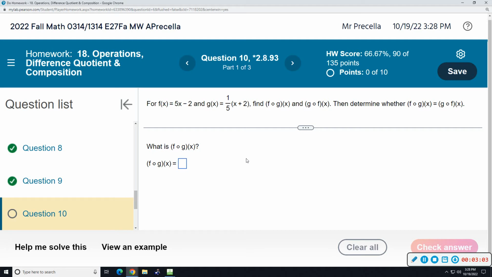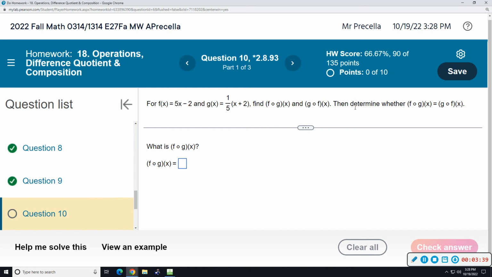Let me write this problem down. Number 10. It says for f of x equals 5x minus 2, and g of x equals 1/5 times x plus 2. They want us to find f composed with g of x and g composed with f of x. That's what we've been doing the last few problems.